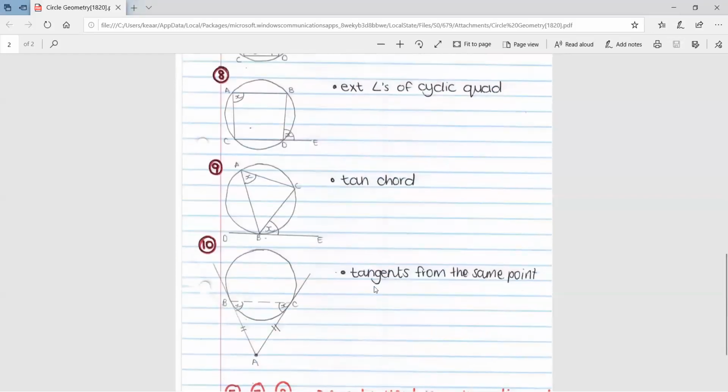We then move on to number 10. This is the last theorem, when you have two tangents, like so. In this case, at point B and at point C, and they are the same length. So from A to B and from A to C, they are the same length. Then this angle x and this angle x will be equal to this angle, also x. The reason: tangents from the same point. Because here's the point, and they are both tangents to the circle.